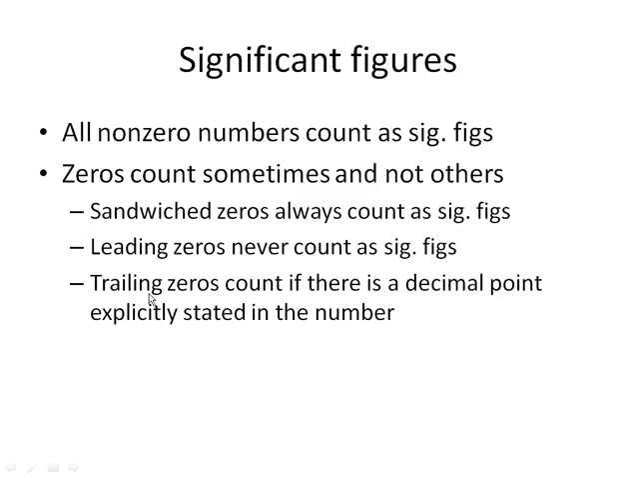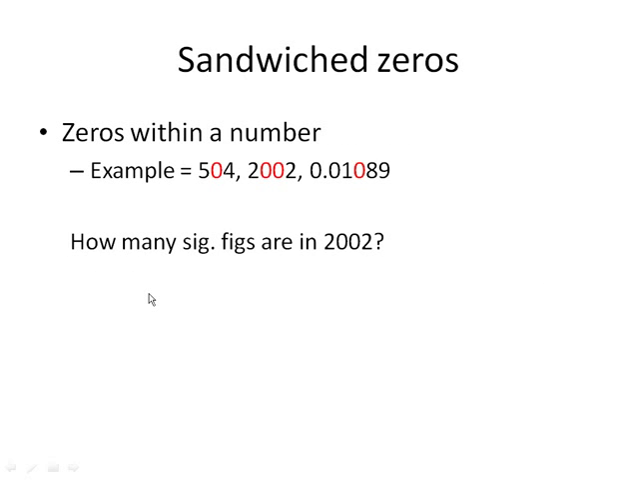So back to this question of how we determine significant figures. All non-zero numbers are going to count as significant figures. Zeros are going to count sometimes and sometimes not. So sandwich zeros are always going to count as significant figures. Leading zeros will never count, and trailing zeros will count if there's a decimal point explicitly stated in the number. So let's talk more about what a sandwich zero is and what a leading zero is and what a trailing zero is. So sandwich zeros, these are zeros within a number.